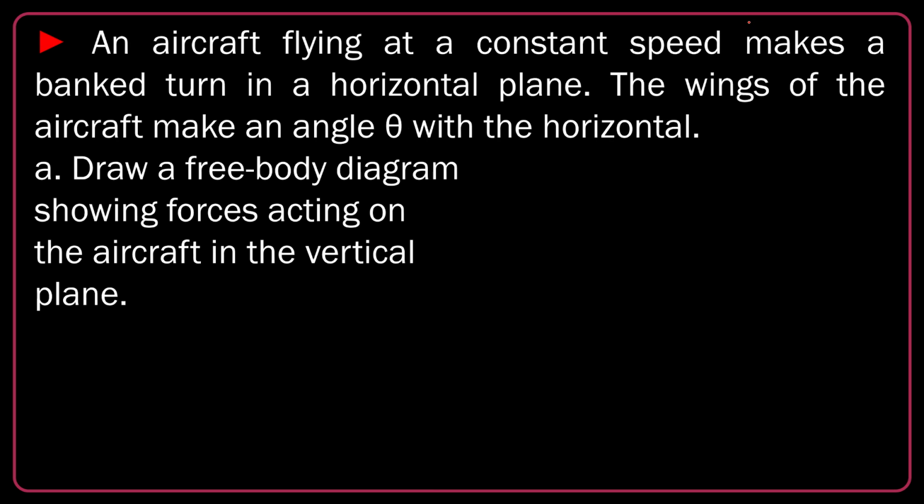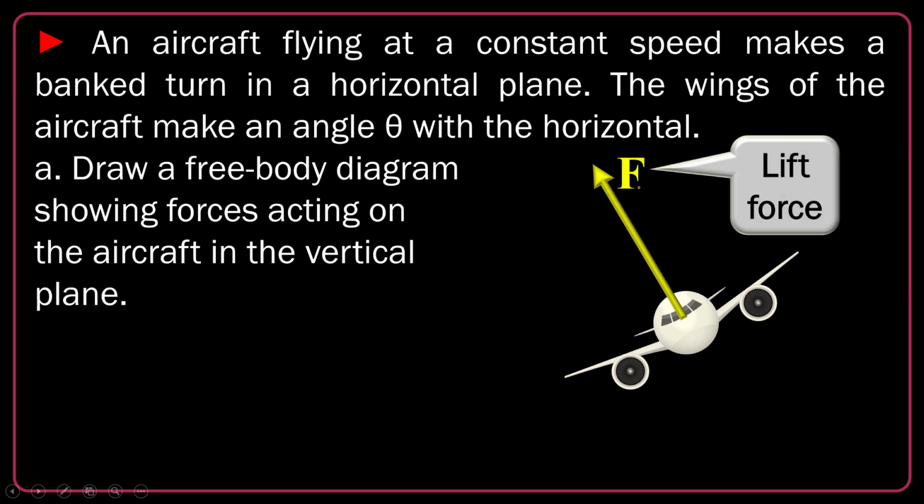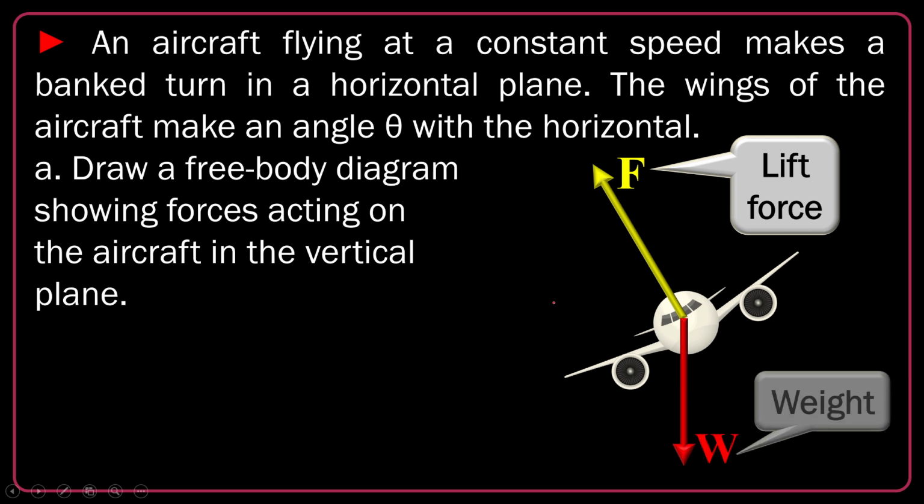Let's consider this problem. An aircraft flying at a constant speed makes a banked turn in a horizontal plane. The wings of the aircraft make an angle of theta with the horizontal. Draw the free body diagram showing the forces acting on the aircraft in the vertical plane. Okay, I told you there are just two forces acting on this object because we ignore the friction. First is the lift force here because it's playing the role of the normal force, and the other is the downward force of mg, the weight. That's all. These are the two forces you should draw in the free body diagram.